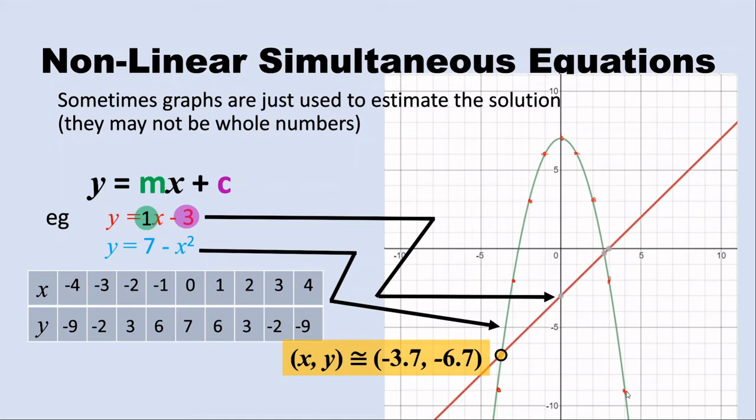The other point of intersection is over here. And that's nearly at 3 along the x-axis and just a little bit down from 0 on the y-axis. That's approximately 2.7, -0.3. Again, these are estimates because I can't see the exact answer, but they give me a good idea of what the two solutions might be.